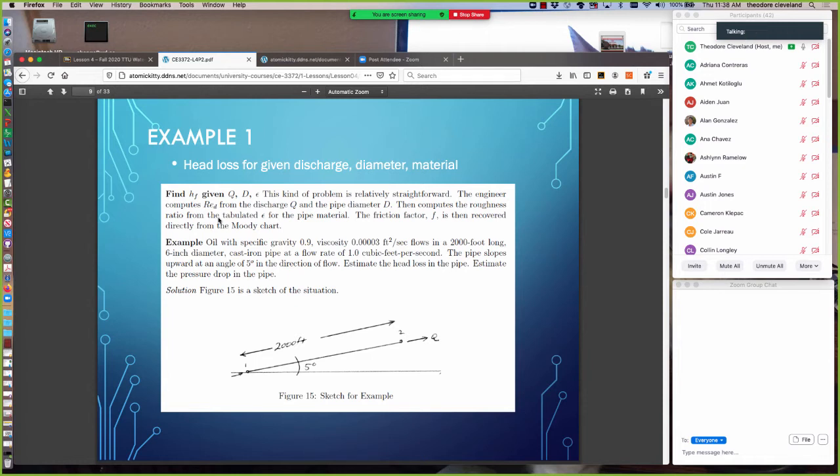So as an example, suppose we have oil with a specific gravity of 0.9, a viscosity of 3 parts in 100,000 feet squared per second, flowing in a 2,000 foot long, 6-inch diameter cast iron pipe at a rate of 1 cubic feet per second, and the pipe slopes upward at 5 degrees in the direction of flow.